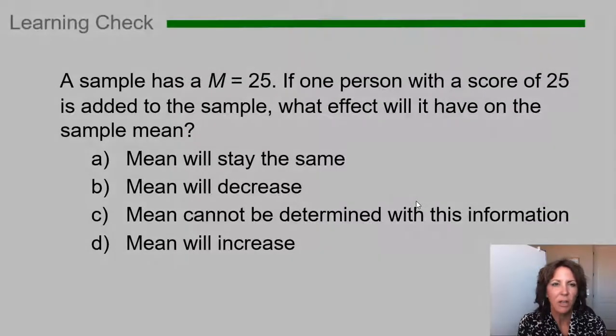So let's take a look at what this looks like. A sample has a mean of 25. If one person with a score of 25 is added to the sample, what effect will it have on the sample mean? Will the mean stay the same? Will the mean decrease? Can we not determine with this information, or will the mean increase? Think about that for a second. Pause if you have to ponder.